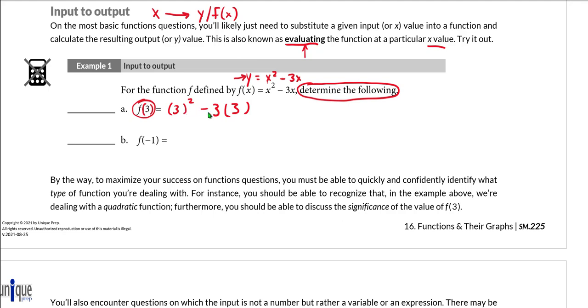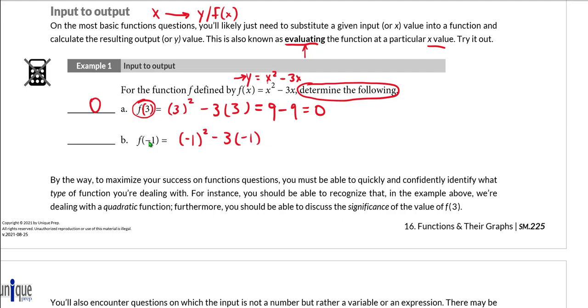Do I need to blank out the x's with these parentheses? No, I don't, but it's actually not a bad practice, especially when you're just getting used to doing function questions, even the most basic ones. So what do I have here? I cannot use a calculator in this case, so I have 9 minus 9. That's a tough one, and I get 0. f of negative 1. Now, this is where it becomes extremely important to be using those sets of parentheses.